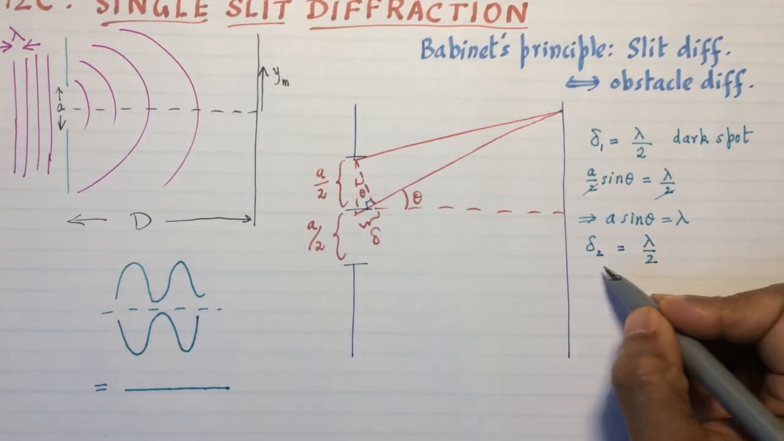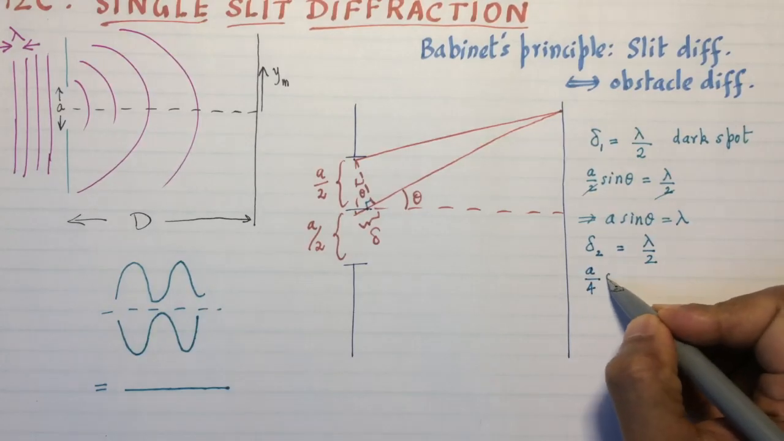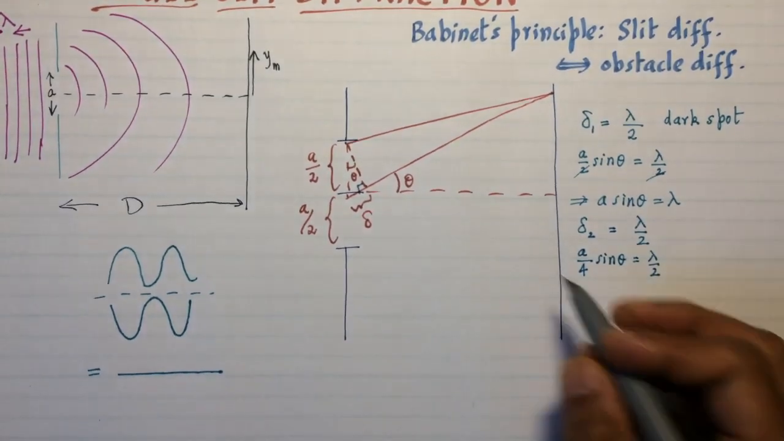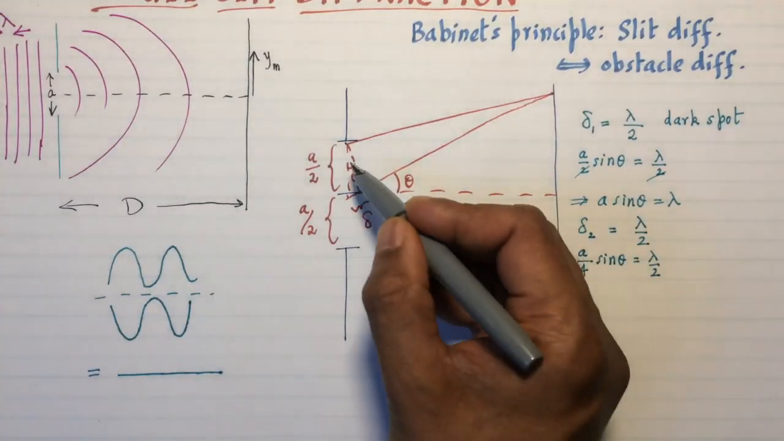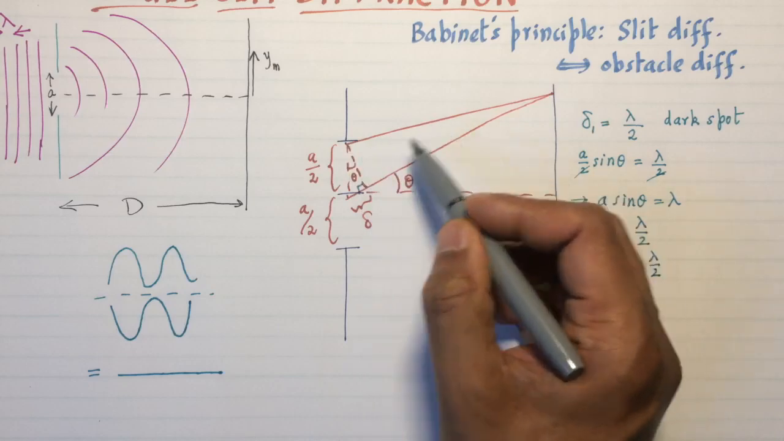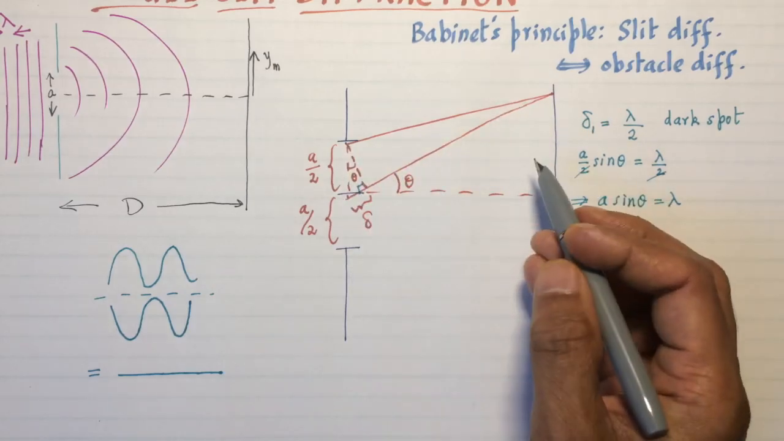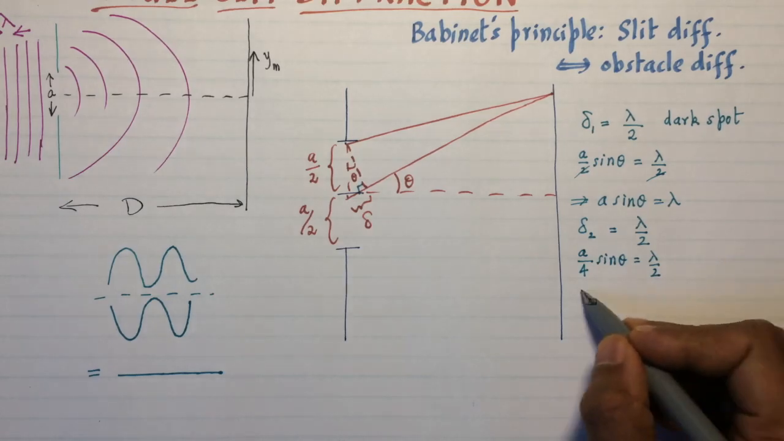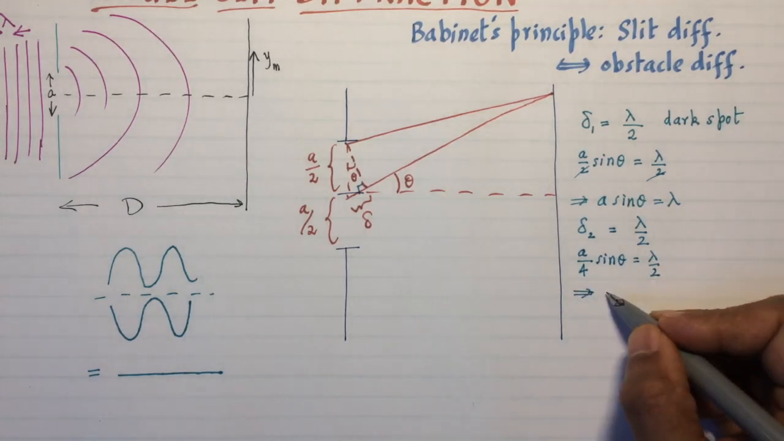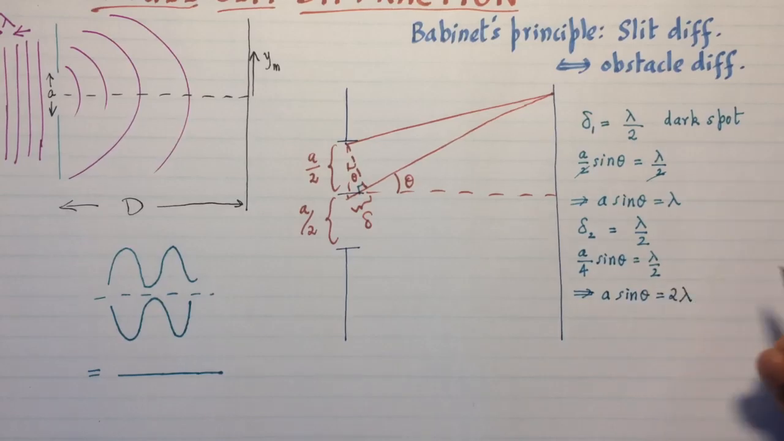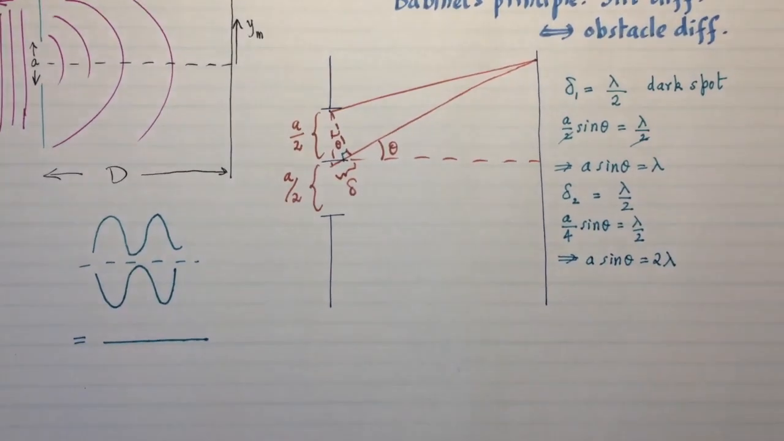It's going to be lambda by 2, but this time it's going to be a over 4 sine theta equals lambda over 2 instead of a over 2. You just have to imagine in your mind's eye dividing this up into 4 parts, and the top 2 will interfere and the bottom 2 will interfere destructively to create the dark spot. So if you multiply both sides by 4, I'm going to get a sine theta equals 2 lambda. So we are becoming a little bit wise here.